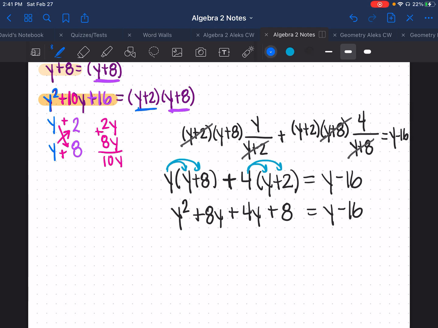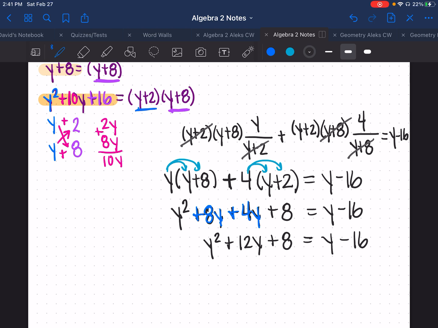So we've got our y squared by itself. We've got positive 8y plus 4y. There we go. And that would give me y squared plus 12y plus 8 equals y minus 16.